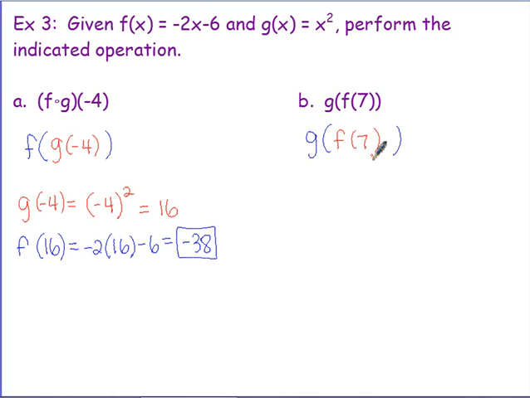So starting with the red part, F of 7. I'm going to put 7 in the F equation. So -2 times 7 minus 6. If you put that in the calculator correctly, you should have gotten -20.